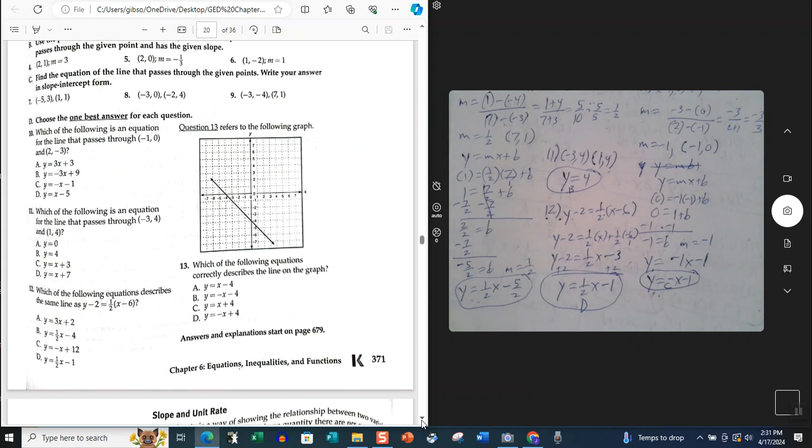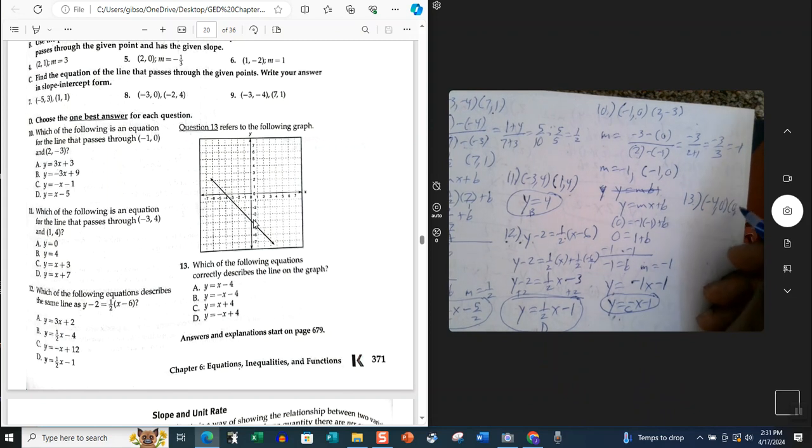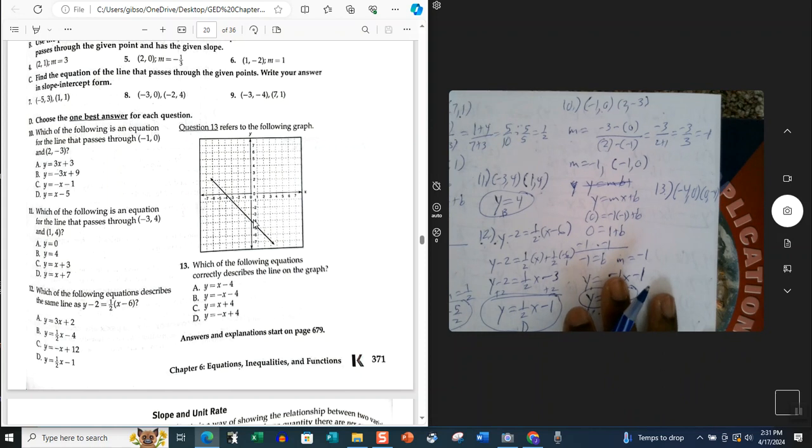Okay, now 13 is the last problem from this first section of 9. It says here, which of the following equations correctly describes the line on the graph? So what we should do here with number 13, we need to find 2 exact points on this line. And we have one here at negative 4, 0. And we have one here at 0, negative 4. So this is problem number 13. We said negative 4, 0, and then 0, negative 4.